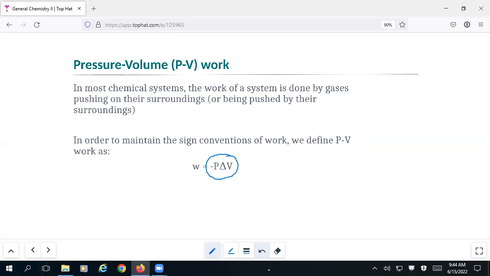Well, I've got positive delta V, and pressure can never be negative. How do I get the negative? I've got to add it. That's what that negative sign in the front is. When work is done by the system, delta V is positive. When work is done on the system and the walls are closing in, delta V is negative. And that opposite sign is going to turn the negative delta V into a positive value to show that work was being done on the system instead of by the system.